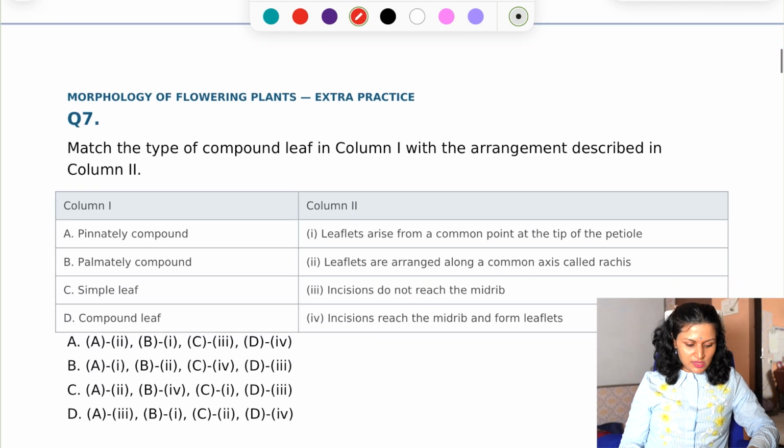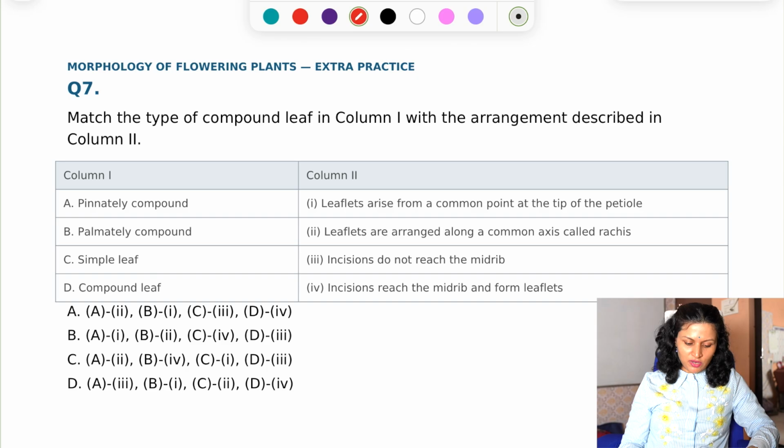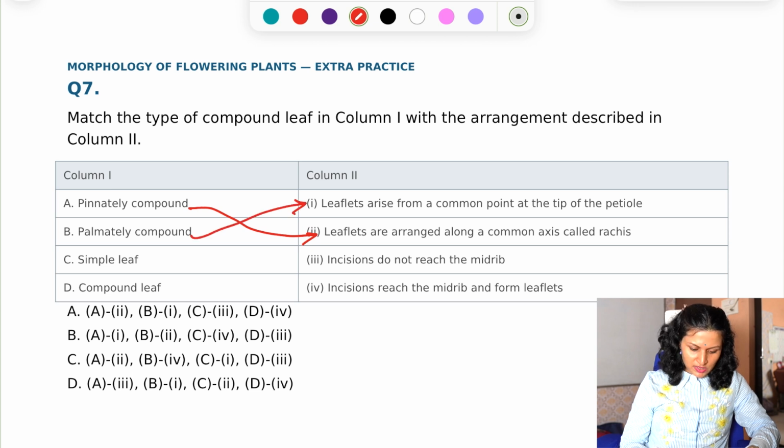Next, question number 7. Match the type of compound leaf in column 1. Pinnately compound. In pinnately compound, leaflets are arranged along a common axis called rachis. Palmately compound, leaflets arise from a common point. Simple leaf, incisions do not reach midrib. Compound leaf, incisions reach the midrib and form leaflets. So 2, 1, 3, 4. Correct answer for question 7 will be A.